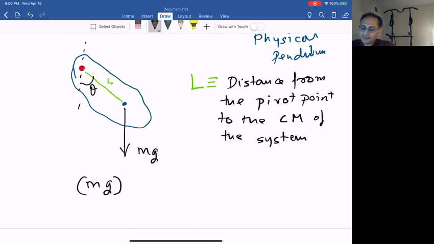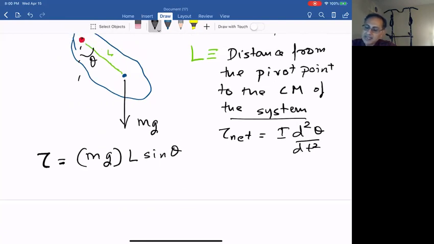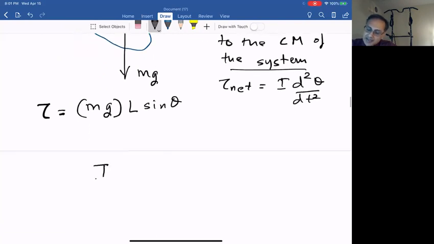R is going to be L, and sine theta. So that is the torque, right? Okay, so let's set the torque equal to I alpha, as we know, the net torque is equal to I alpha, Newton's second law. So tau net equals I alpha. And alpha I'm writing as d2 theta dt squared, and theta is the central angle, the angular displacement. So I just wrote down Newton's second law, and let's plug in for tau net, the only one torque we have, mgL sine theta. So I d2 theta dt squared is equal to mgL sine theta.